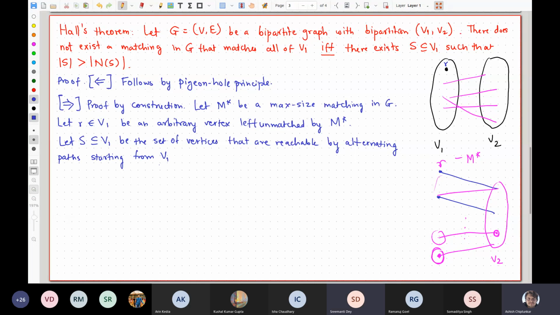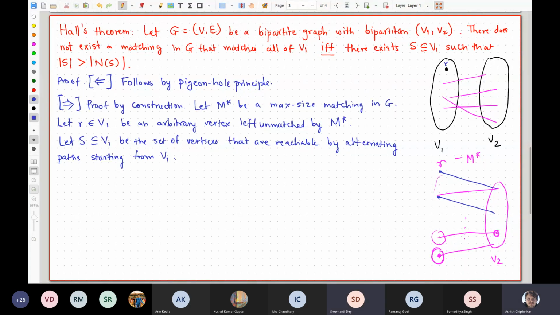Shrimanti, your hand is up. Sir, here, when we say that we have to end in a vertex in V1, can we argue that all paths have to be of even length? Be careful about what exactly you're saying. In a connected component, the paths which are part of the maximum matching... Paths are never part of a maximum matching. You're talking about alternating paths of M star? Yes, sir. So alternating paths of M star are of even length. That is a true statement.